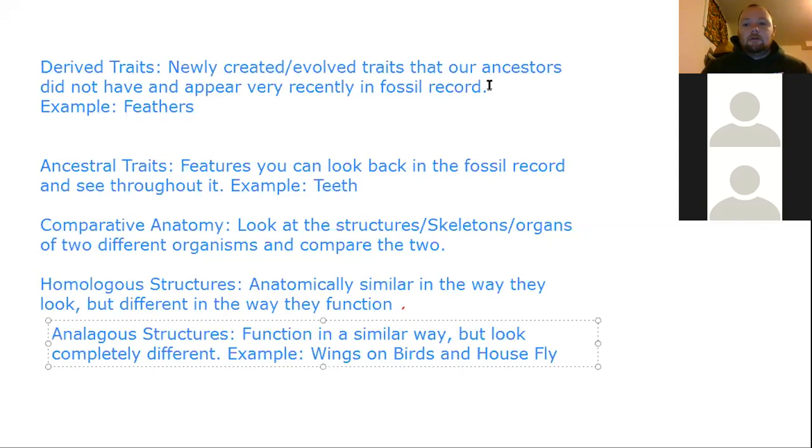Oh, we got something there. Is it analogous? So you're going with analogous. Aaron went with homologous. He left that in the chat. It is homologous structures, okay?